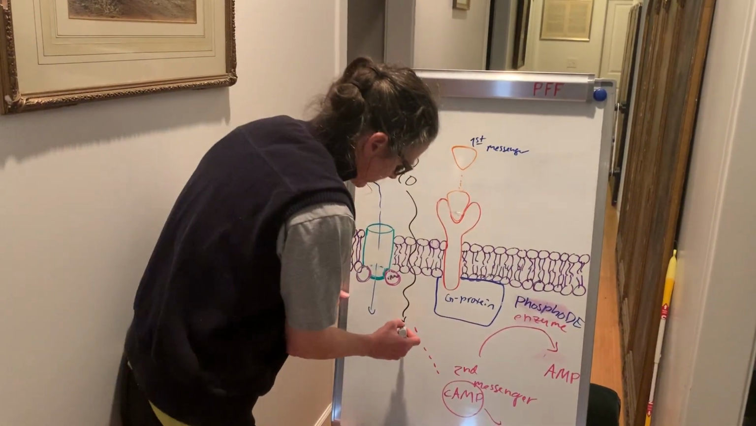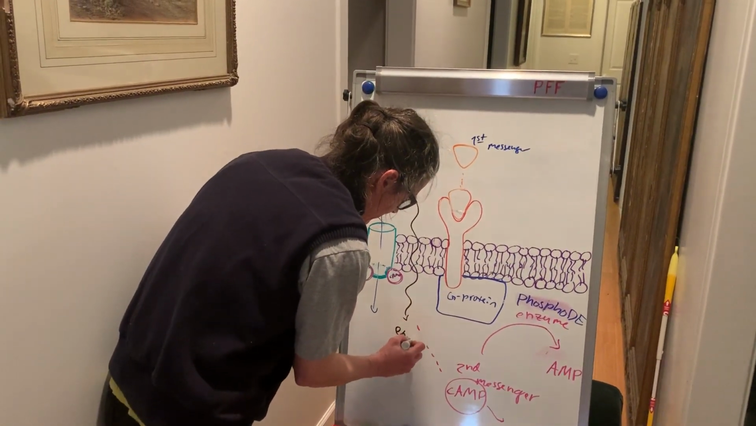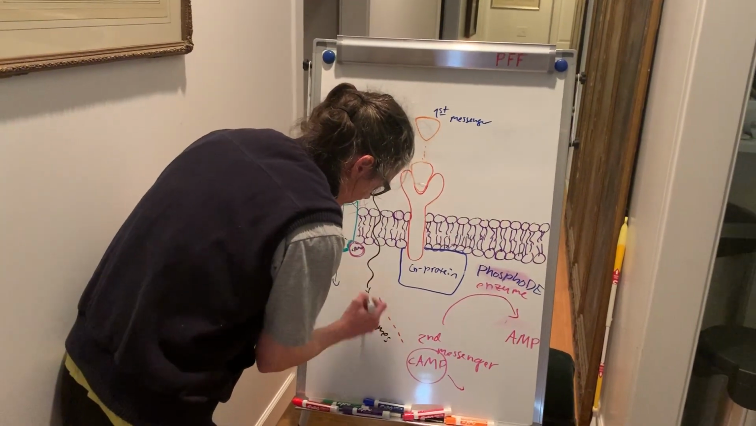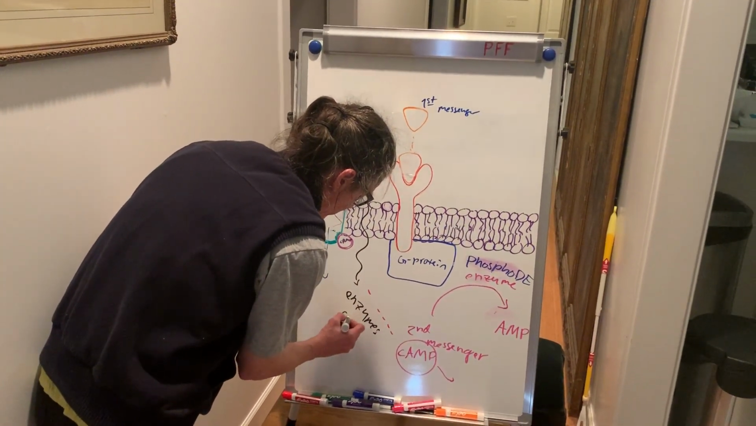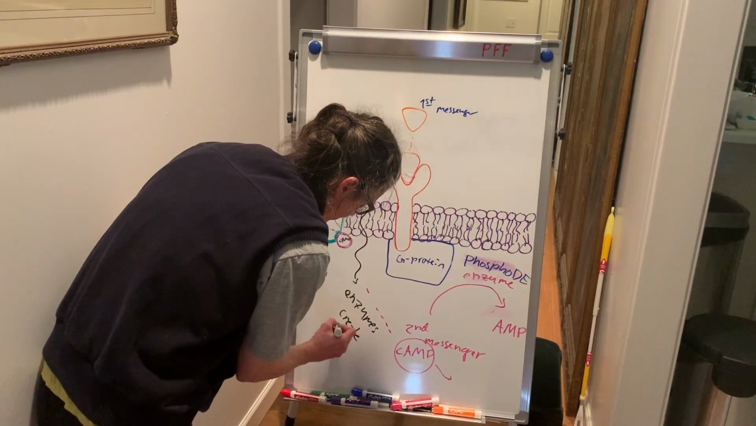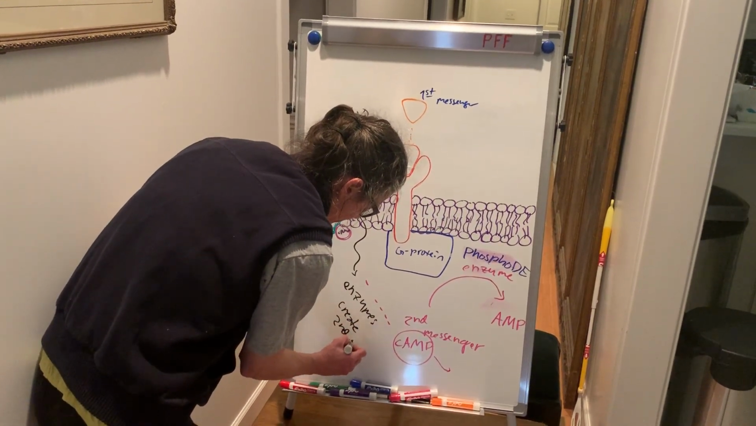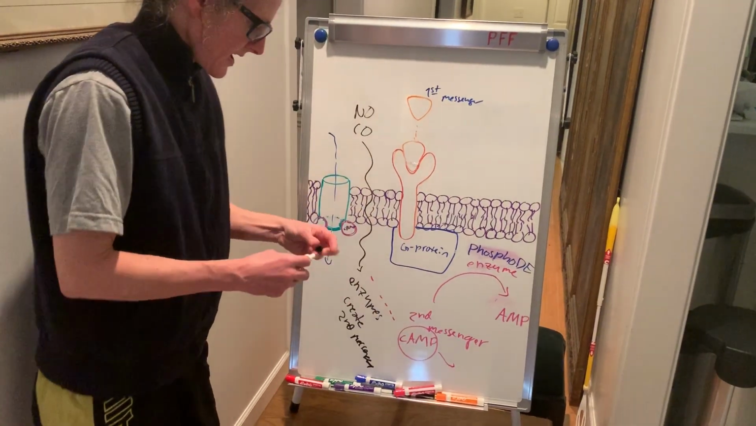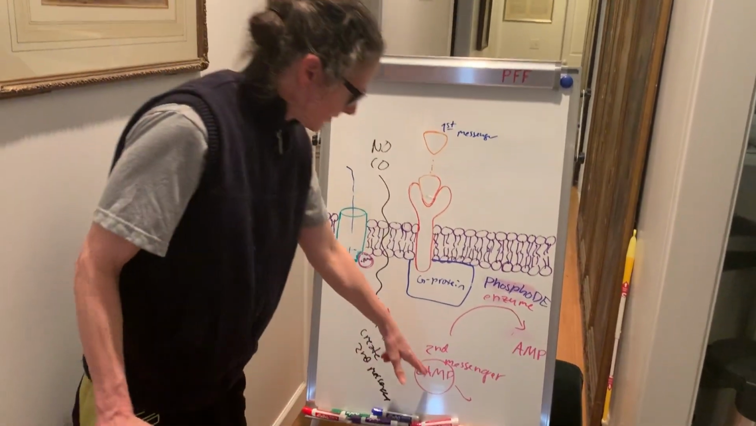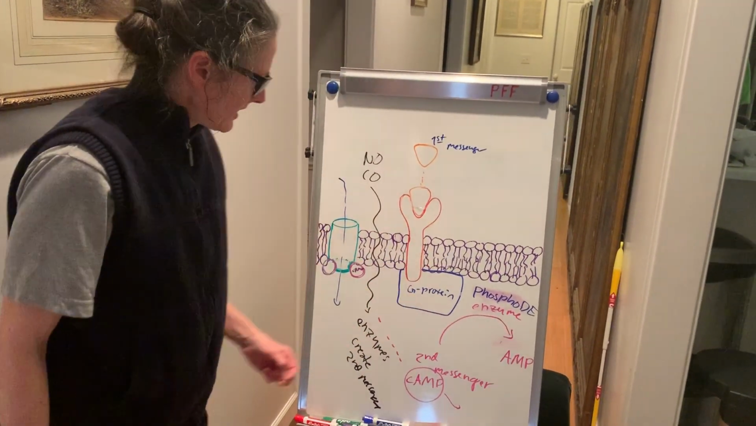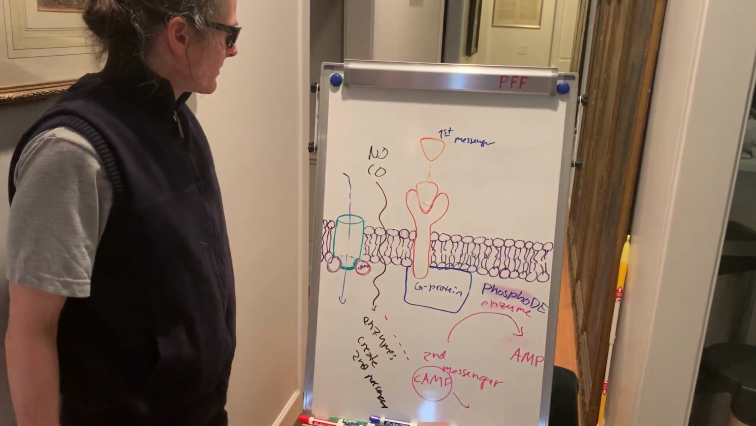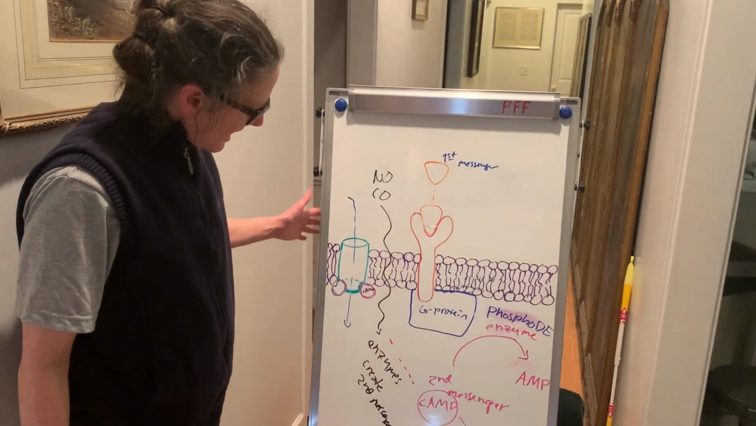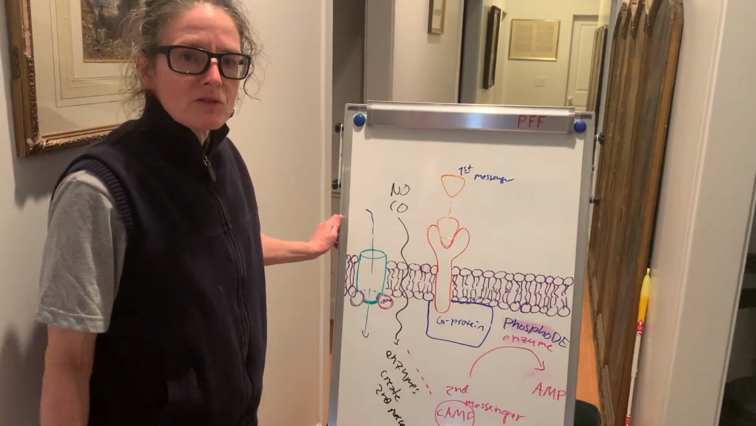What it will do is turn on enzymes that then create second messengers, which then diffuse through the cytoplasm, and just like we saw with cyclic AMP, they can activate other enzymes, they can open channels from the inside and so forth. So that is a brief overview of how second messenger systems work.